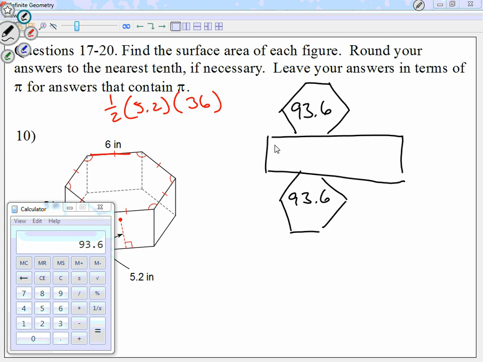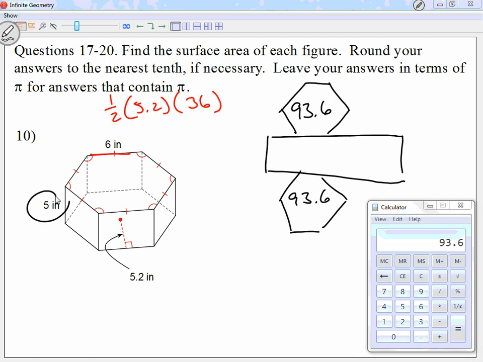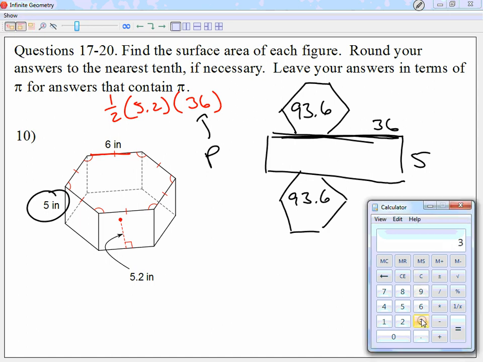Now, for the rectangle, the distance that has nothing to do with the base is a 5. So that's going to be the small side of my rectangle. The long side of the rectangle is the perimeter, so in this case, 36. I use perimeter there, so I already have the number. So the rectangle is 36 times 5, which is 180. That's just the rectangle.